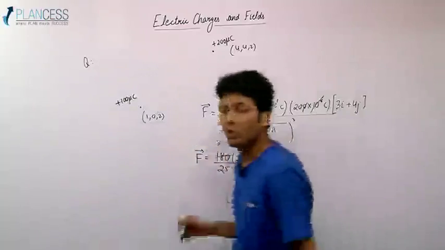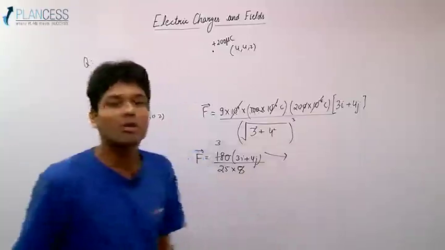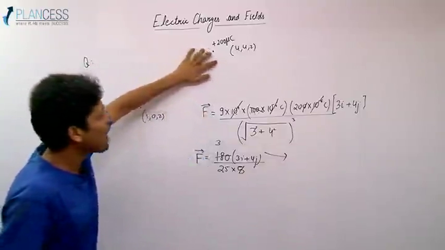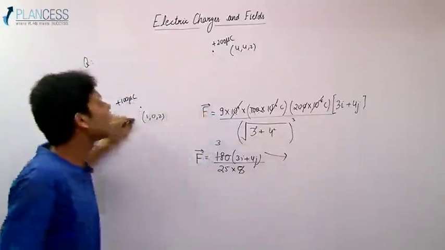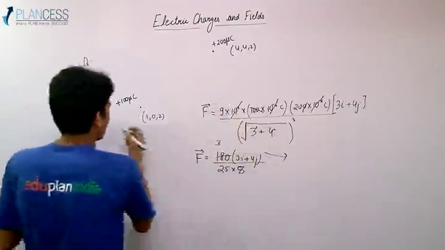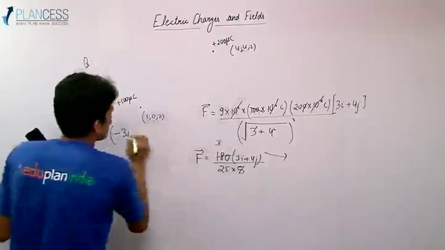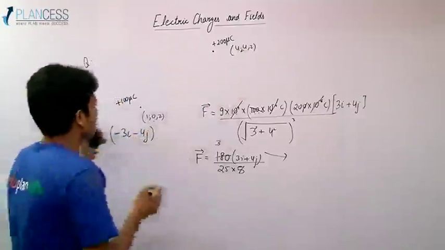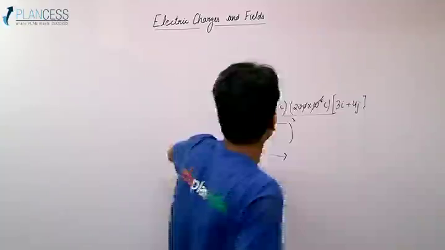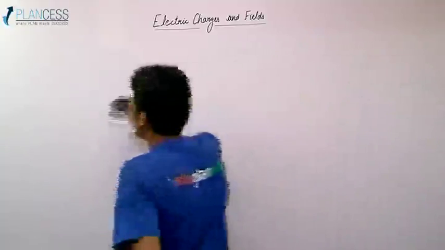I solved this question to tell you how we write the R vector and how we write the modulus of that R vector. If you want to calculate the force on the 200 microcoulomb charge, you write the R vector of this point with respect to the other point. If you wanted to calculate the force on the other charge, then in place of 3 cap plus 4 cap, you would have written 1 minus 4, that is minus 3 cap, 0 minus 4, that is minus 4 cap, and 0 cap. So this is the way we write the R vector in the formula for force in Coulomb's law. So this was something about Coulomb's law.